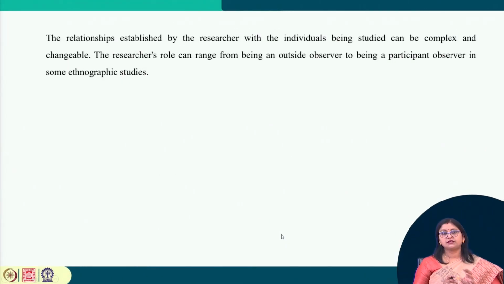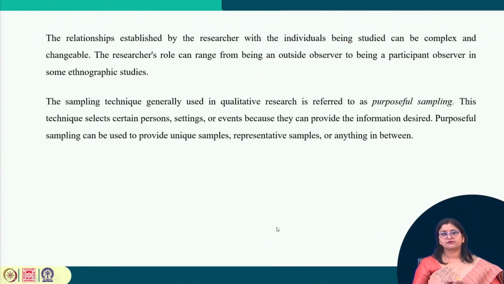So, these four points are very essential before conducting the study. The relationship established by the researcher with the individuals being studied can be complex and changeable, and the researcher's role can range from being an outside observer to being a participant observer in some ethnographic studies.